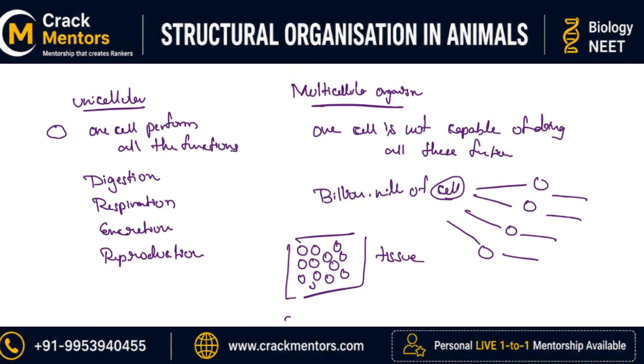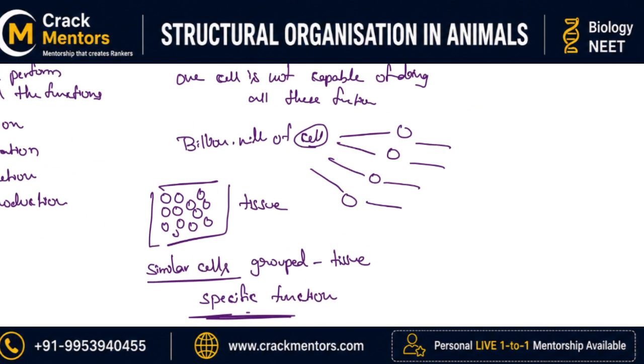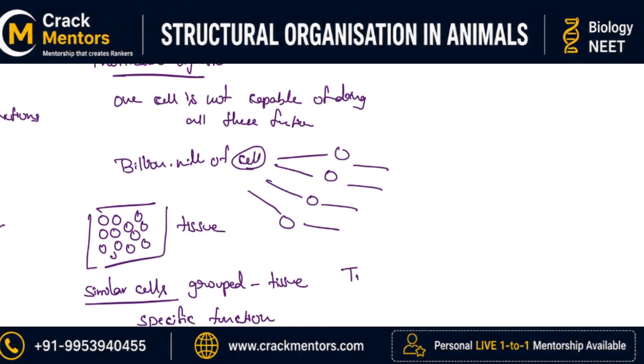So what happens in a multicellular animal? All the similar cells are grouped together to form a tissue. All the cells of a tissue specifically perform a function. They have a specific function. So this type of organization is called a tissue. Tissue consists of a group of cells which have the common function and origin. This is the definition given in the NCERT, that the tissue consists of a group of cells with similar origin and function.